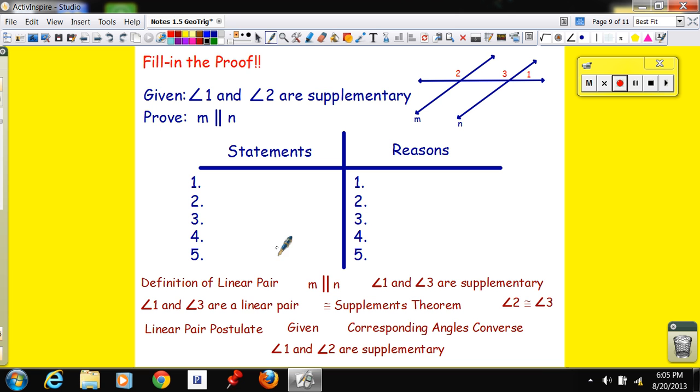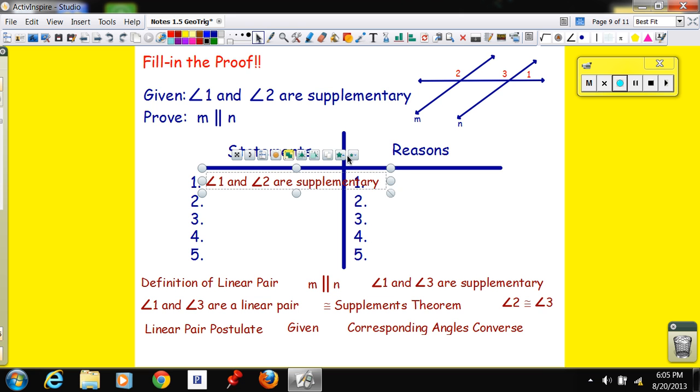We always start with our given statement. So I'm going to take the given statement, which is right down here at the bottom, and it might not fit exactly. Let me make it a little smaller so it will fit. Angle 1 and angle 2 are supplementary to each other. Of course, now my angle symbols are all off. Go ahead and fix that for you guys. There. Angle 1 and angle 2 are supplementary, and that is our given statement.